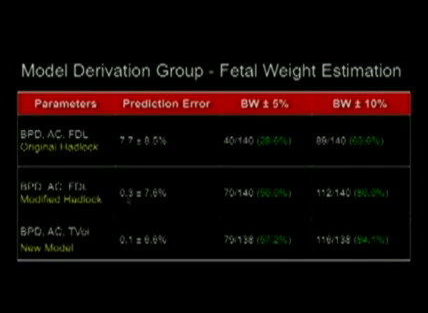And by just simply substituting TVOL, the fractional thigh volume, for femur length, we're able to bring down the random error again to 6.6%. And if you look at the proportions of birth weights between 5 and 10%, you can see that the proportion of babies that are accurately classified increases. We're currently conducting a prospective validation study in conjunction with the National Institutes of Health, and we hope to have this information in the near future.